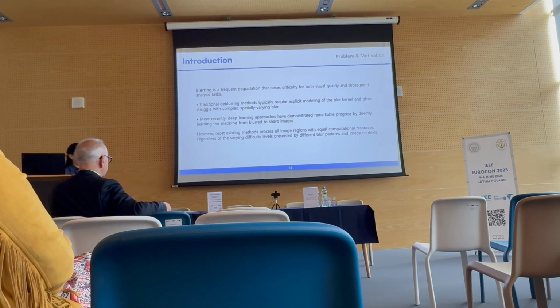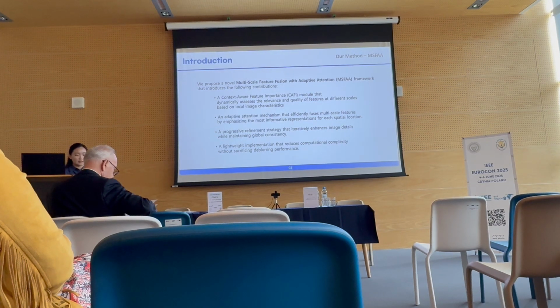Recent advances in deep learning have significantly improved deblurring performance by learning end-to-end mappings from blurry to sharp images. In reality, blur is rarely uniform across images. Some regions require more sophisticated processing than others.